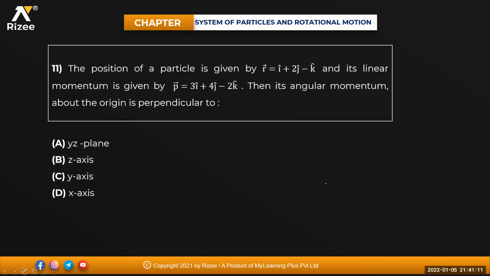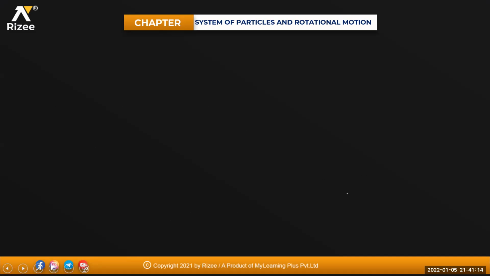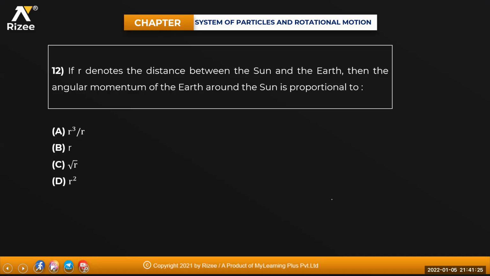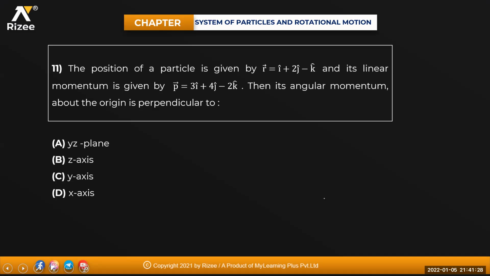Next one. Now this one you should give me the answer, beta. The position of a particle is given by r bar equals i cap plus 2j cap minus k cap, and its linear momentum is given by p equals 3i cap plus 4j cap minus 2k cap. Find the angular momentum. I hope you can do this question, beta. Same as before: L bar is equal to r bar cross p bar.